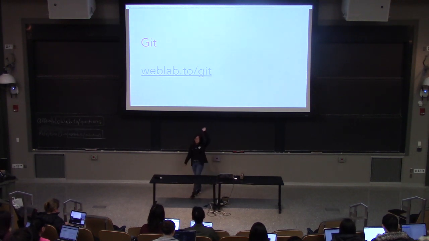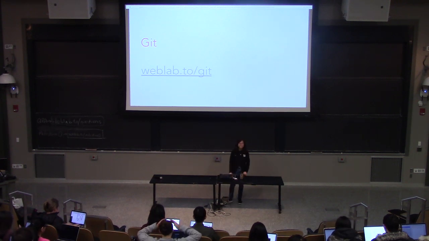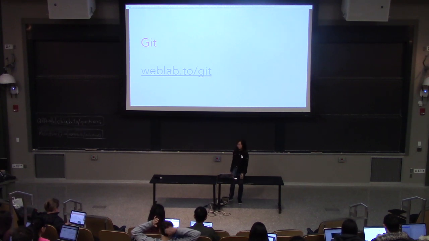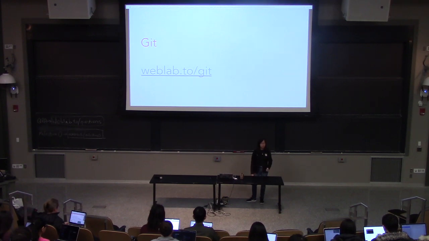You can go to this website, weblab.to/git. And this will bring you to a page that also lets you download. You get to choose your OS again. Very similar process. If you have trouble downloading any of these things, please reach out to us either on Piazza or in the break, or go to questions and we can find you and help you, for sure.